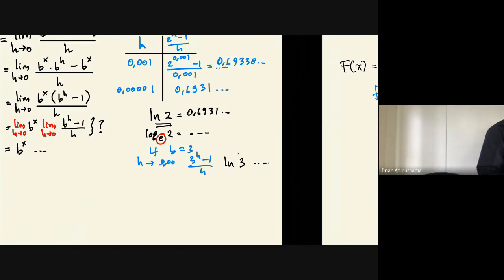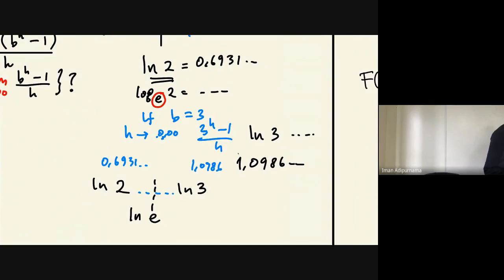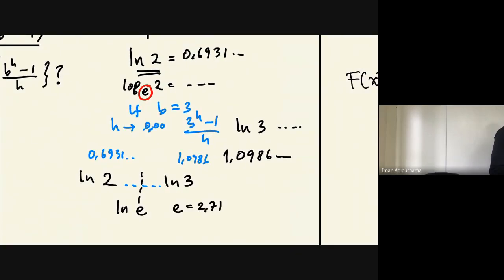So, can you plug in ln3? What is the number? 1.0986. So from 2 to 3, if you try the ln, this is 0.6 something, this is 1. So in the middle here there will be a number which, when you plug it into the ln, becomes 1. And I think you know that number is e, which is around 2.71828 blah blah blah, and never ends, right?